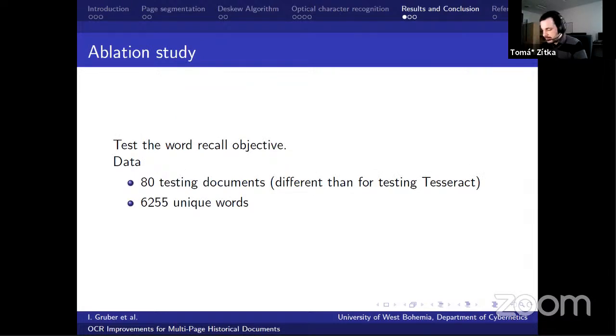To test our pipeline, we designed an ablation study in which we evaluated word recall. We used 80 testing documents, which were different from those used for fine-tuning Tesseract, and from which we have annotated 6,255 unique words for which we tested the recall.